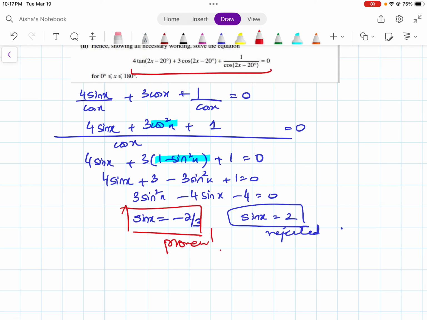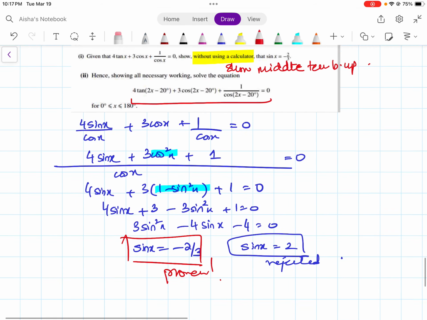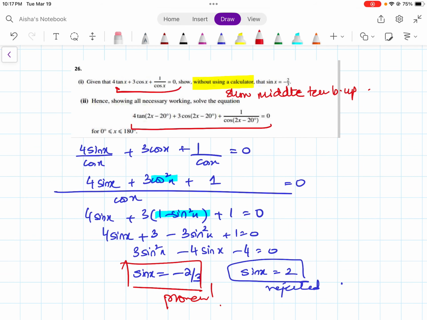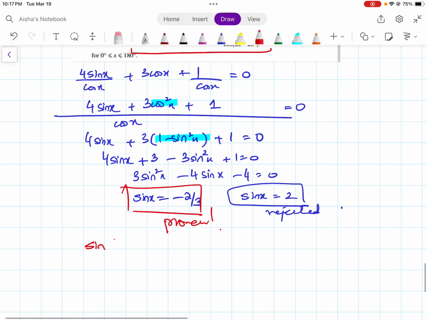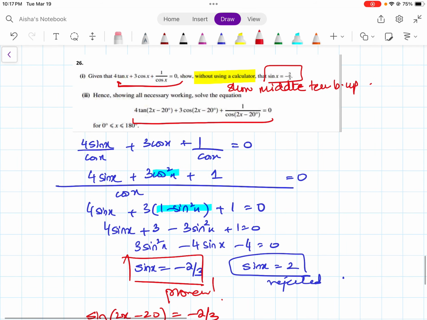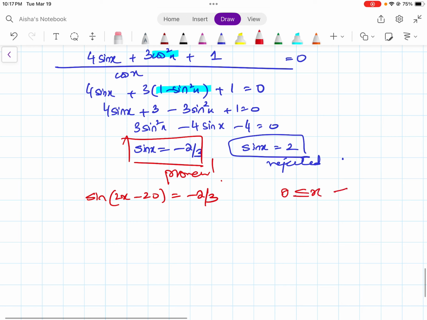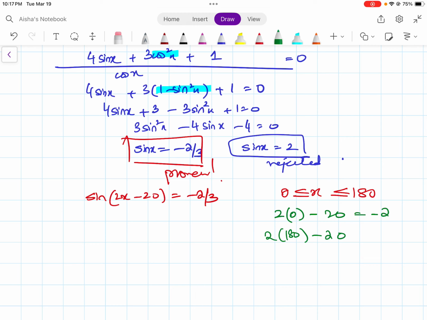Next part says this entire thing is equal to 0. So the entire thing equals to 0 is reduced to this. But instead of x, they are now using 2x minus 20. So I will use the same thing. Now this is from 0 to 180. This is x. 2x minus 20 how will it be? 2 into 0 minus 20, 2 into 180 minus 20. That means your angles should be between these two values.